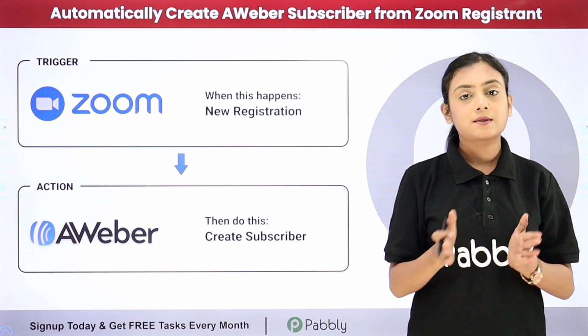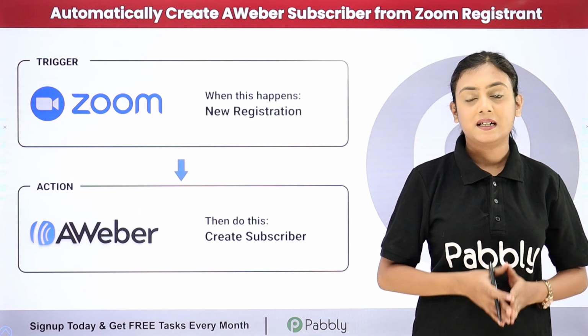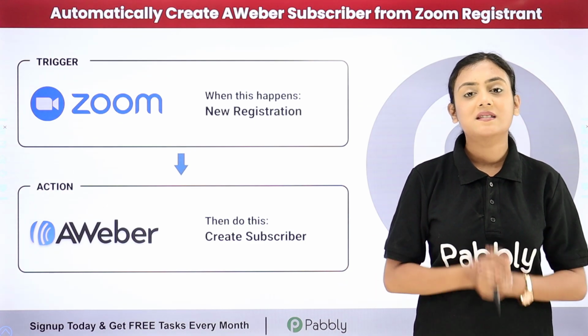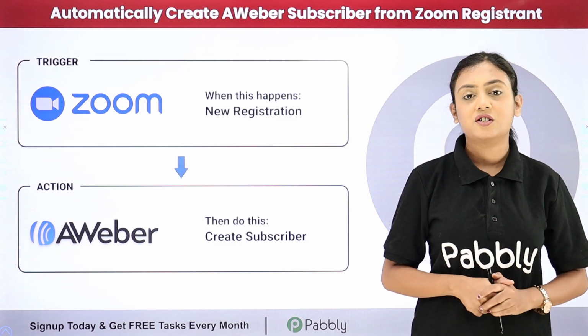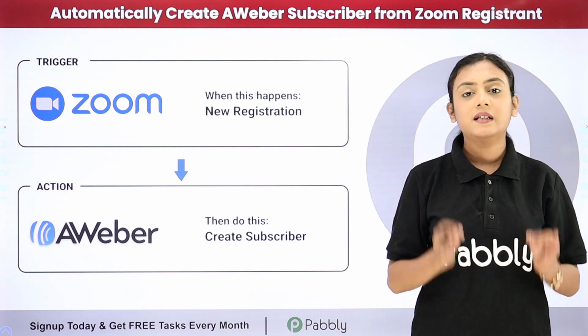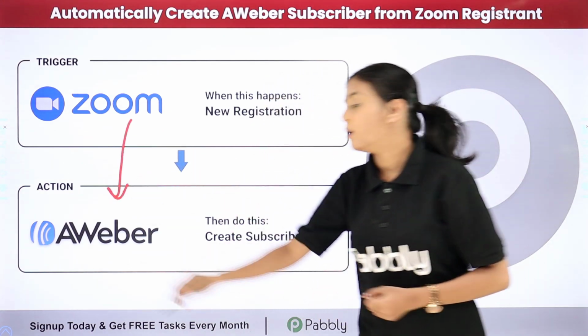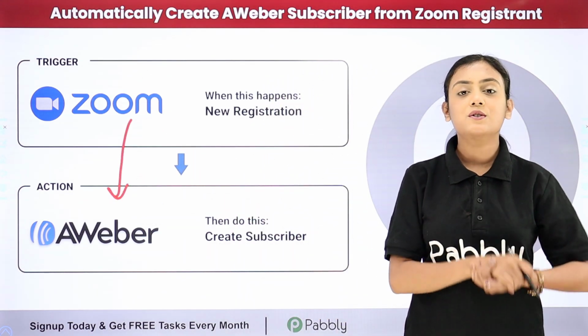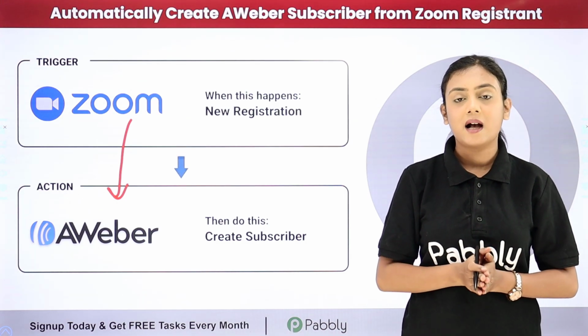Now, creating subscribers manually after new registrations is very time consuming. So what I did was I simply automated this entire process with the help of Pabbly Connect, which is an amazing automation and integration software. And with the help of this amazing automation, we are going to build a connection between Zoom and AWeber. So if you also want to learn about this amazing automation process step by step, then let me take you all to my screen.